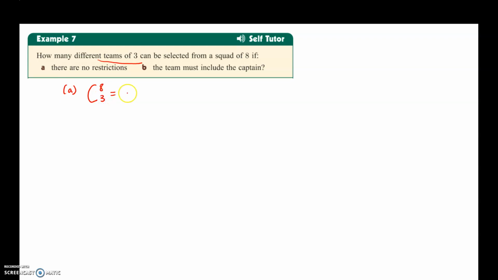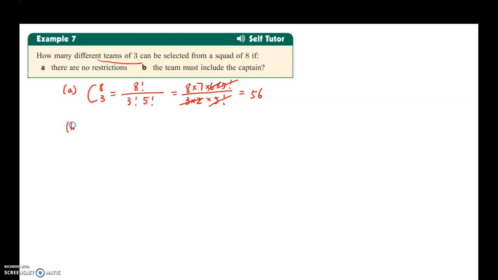I would highly recommend you to know how to do the calculation. 8 take 3, 5. I'll show you how to use the graphic calculator in a minute, but I'll just do it here. As 8, 7, 6, and then 5 factorial over 3 times 2 times 5 factorial. So 5 factorial cancels out. 3, 2, 6. That's going to be 56 ways. That's pretty easy.